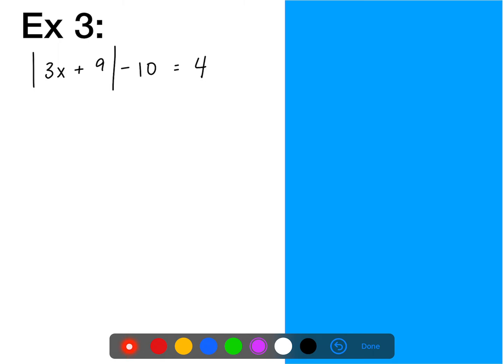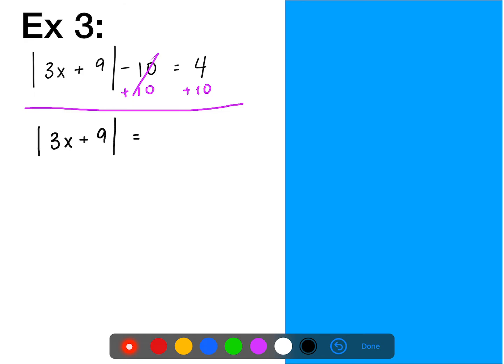How do I get rid of a minus 10? Yeah, so I'm just going to get rid of this 10. I'm going to add 10 to both sides. And when I do that, I'm going to end up with the absolute value of 3x plus 9 equals 14. Now I'm going to check. I don't have an absolute value that equals a negative, so I know I can solve this. My absolute value is all by itself. So now I can write my two equations.